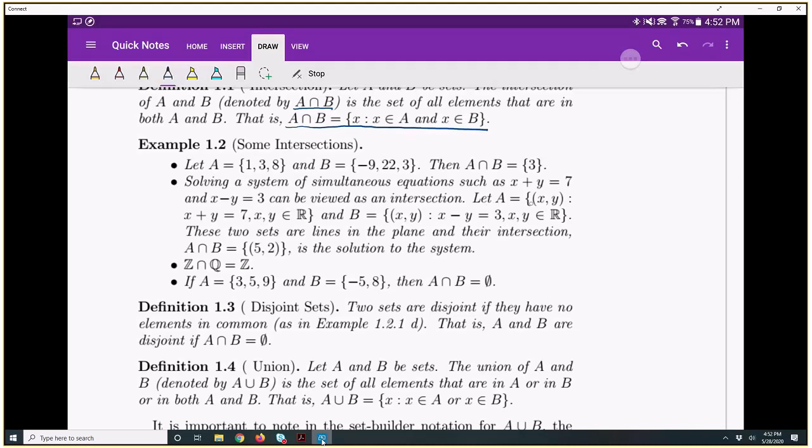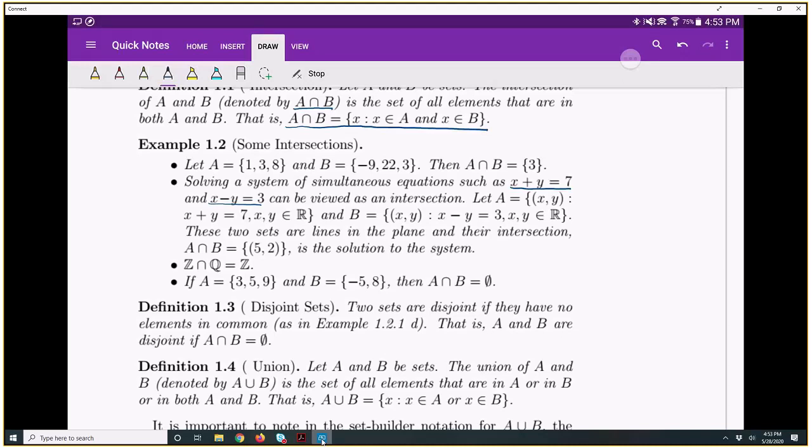A would be the set of ordered pairs x and y such that x plus y is equal to 7, where x and y are two real numbers. And you could have B be the set of ordered pairs x and y such that x minus y equals 3, and x and y are real numbers. So A is this line, x plus y equals 7. B represents this line, x minus y equals 3. Then A intersection B, since what we've described are two lines in the plane, is just going to be the point of intersection of those two lines.